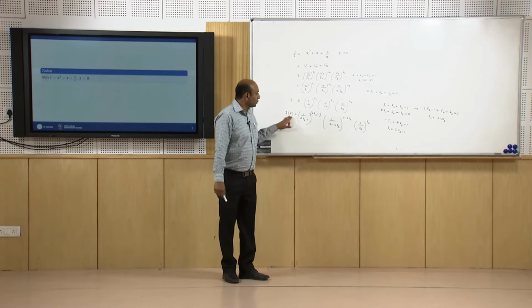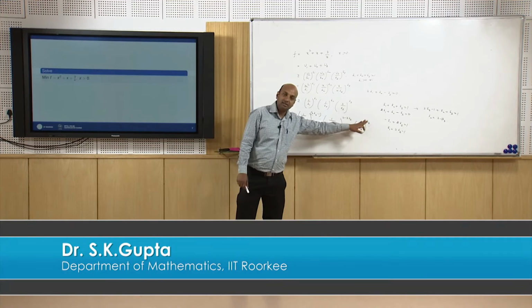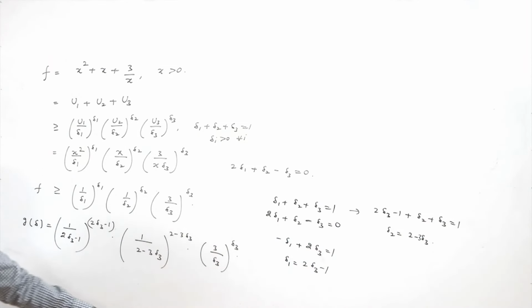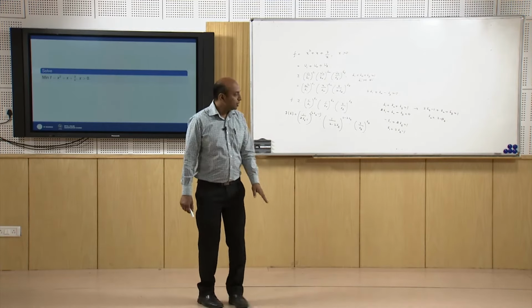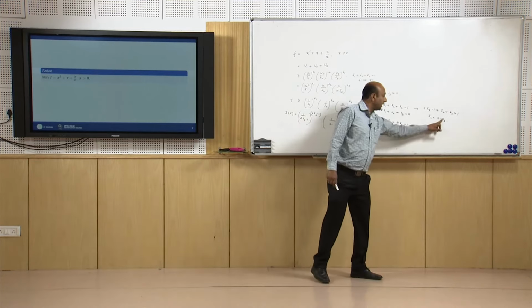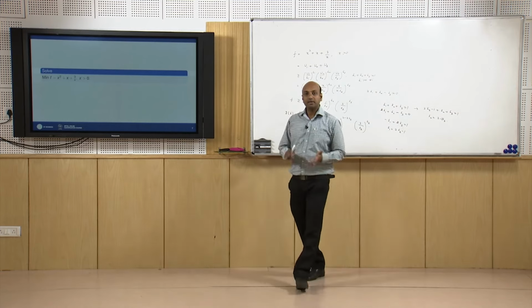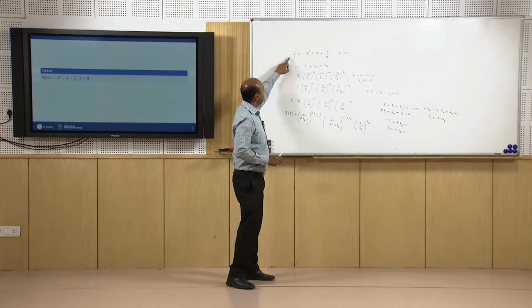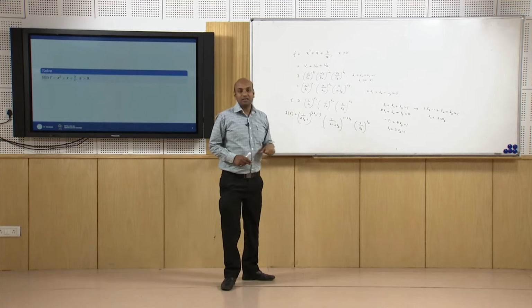So, in order to find out the maximum value of this, you simply take log on both sides, differentiate with respect to delta 3, put the first derivative equal to 0, and you can find out the value of delta 3 for which g delta is maximum. You can substitute that delta 3 over here to find out the values of delta 1 and delta 2. To find out the minimum value of f, you use the equality condition.